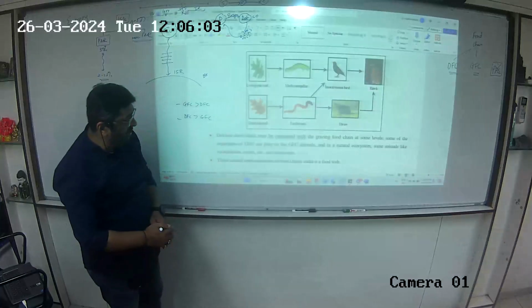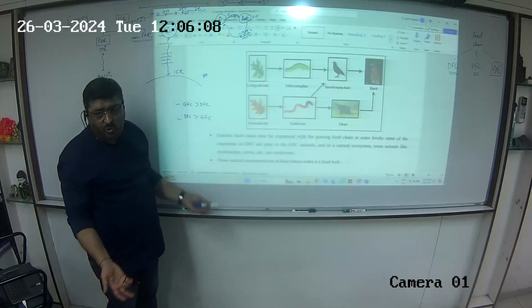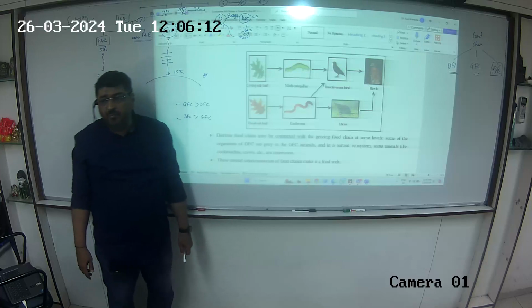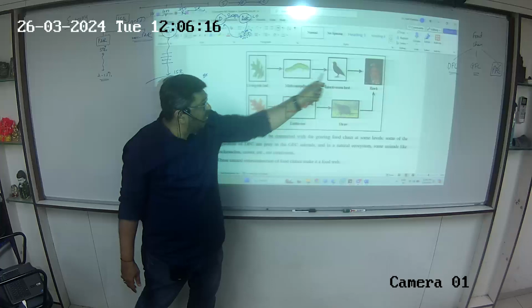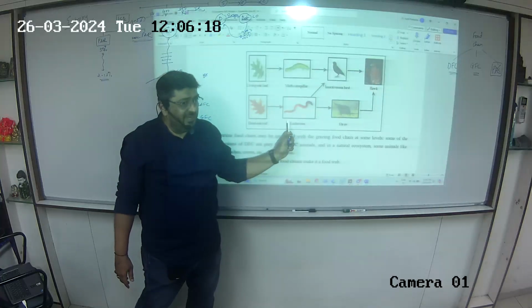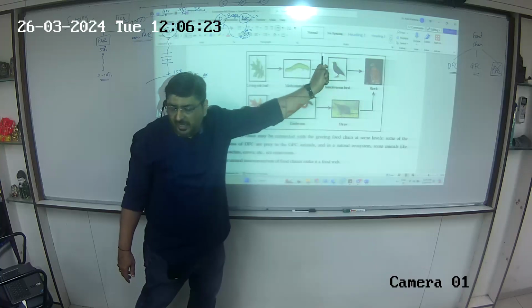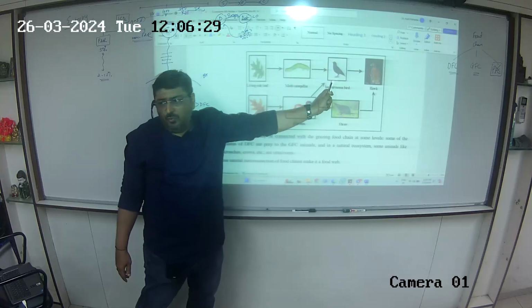And in a natural ecosystem, some animals like cockroach or crow are omnivores, so obviously they are going to feed at both the levels. So these interconnections make it a food web, right? So we find that this organism here is having two sources of food. And that is what? So these two chains intersect at this point. So that's why what is real in actual systems is a food web and not a food chain.